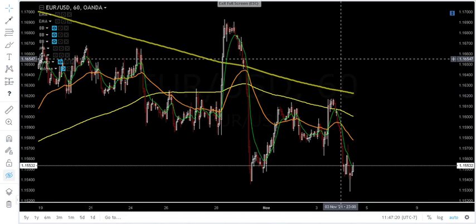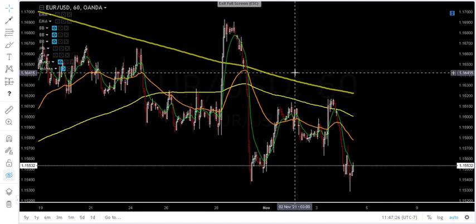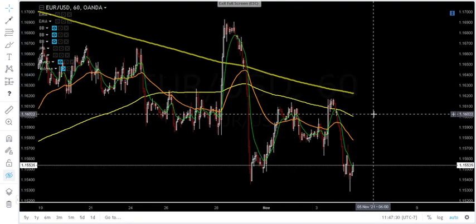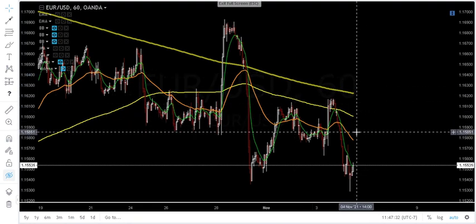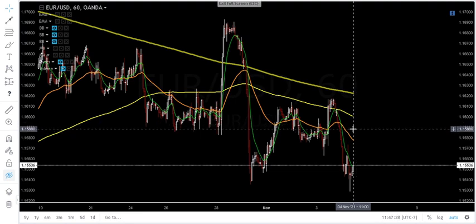So H1 overall downtrend. The 50 is over the 200 still. Wow, this is crazy. Oh, hold on. No, the 50 was over the 200 at one point. Now the 200 is over the 50. So I have to erase that. That's the only thing that changed.